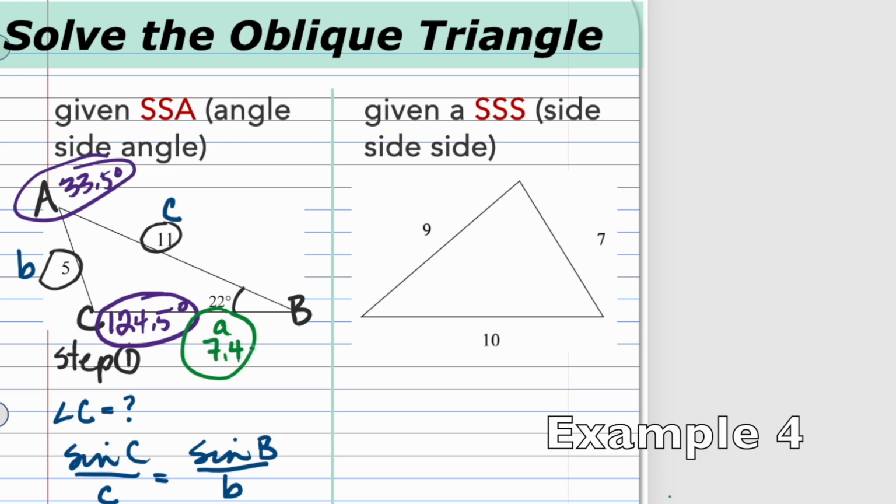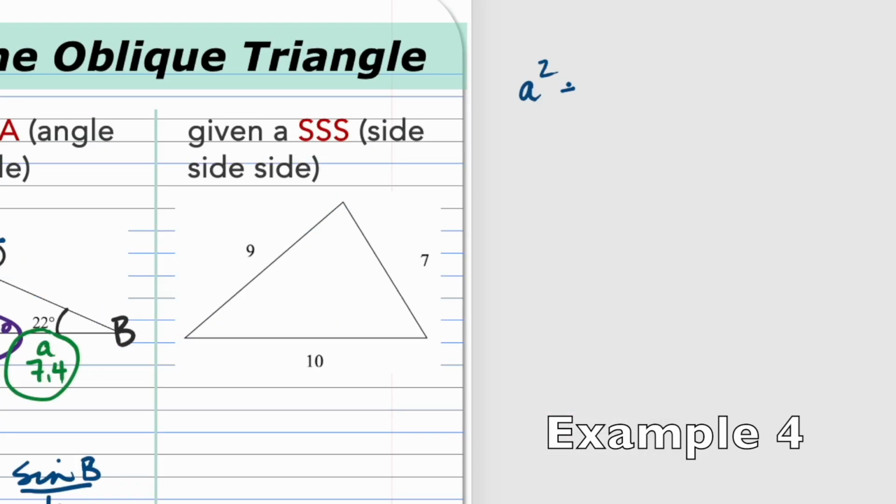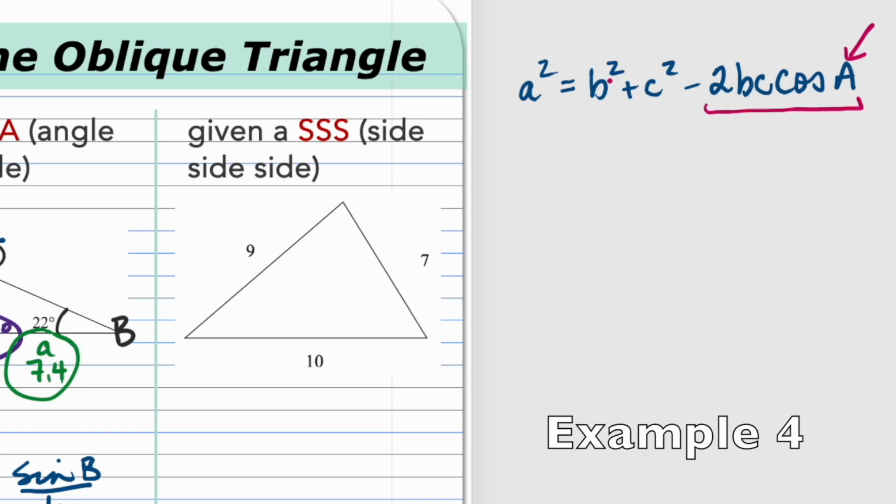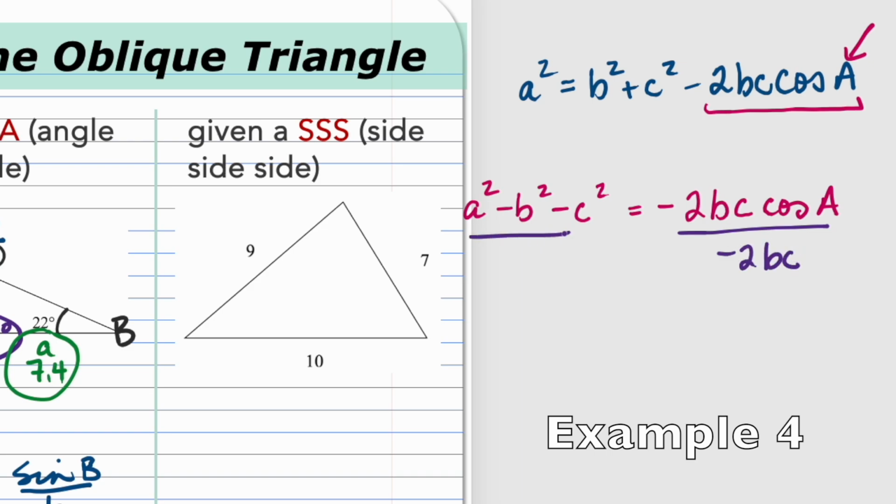Because we're given 3 side lengths, we need to find the 3 other angles, and the only way to do that is using the cosine law. Our cosine law is written like this, but if we're looking for the angle here, we need to solve for this part. So we're going to subtract b squared, subtract c squared. We have a squared minus b squared minus c squared is equal to negative 2bc cosine of a, and then we'll divide by negative 2bc, both sides.